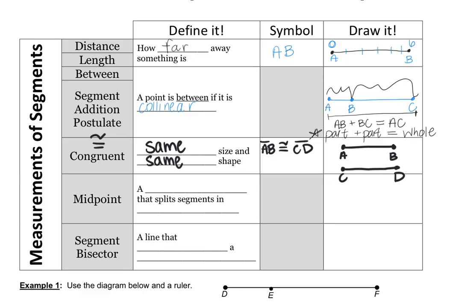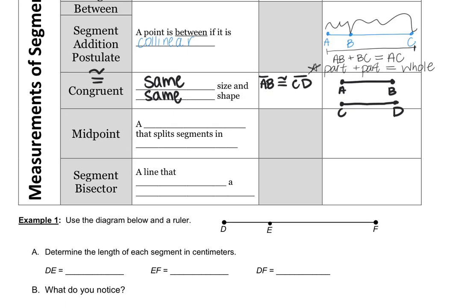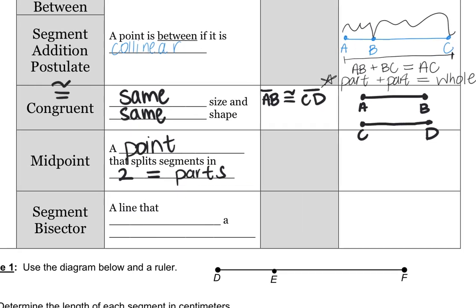Vamos a hablar de las otras definiciones que también son muy importantes. Let's talk about the other definitions, very important definitions. What about midpoint? It's a point that splits segments in two equal parts. All right, there's no symbol for midpoint, but we do have a visual that we can show you what's happening.